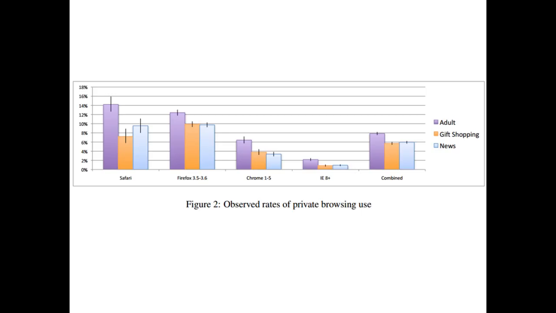Now, there's also an interesting set of statistics for the observed rates of private browsing use. These are split into 3 categories: reading news, gift shopping, and accessing adult websites. And adult websites seems to be quite dominant in people's use of private browsing.